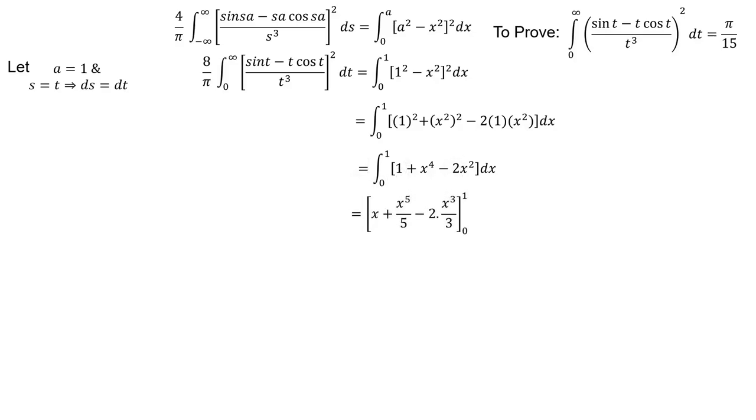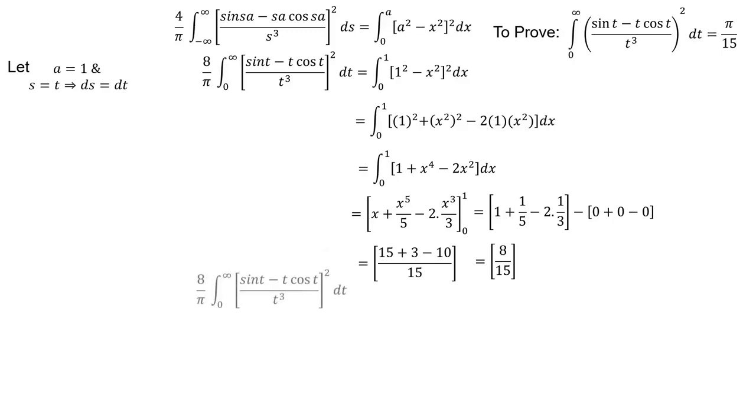So integrate this expression, we get integration of 1 is x plus integration of x power 4 is x power 5 by 5 minus 2 into the integral of x square is x cube by 3. Apply the upper limit, you get 1 plus 1 by 5 minus 2 by 3 minus apply the 0 to the x, you get 0 only. So simplifying the term by taking LCM, we get 15 only. So 15 plus 3 minus 10 divided by 15. When you simplify, you get 8 by 15.